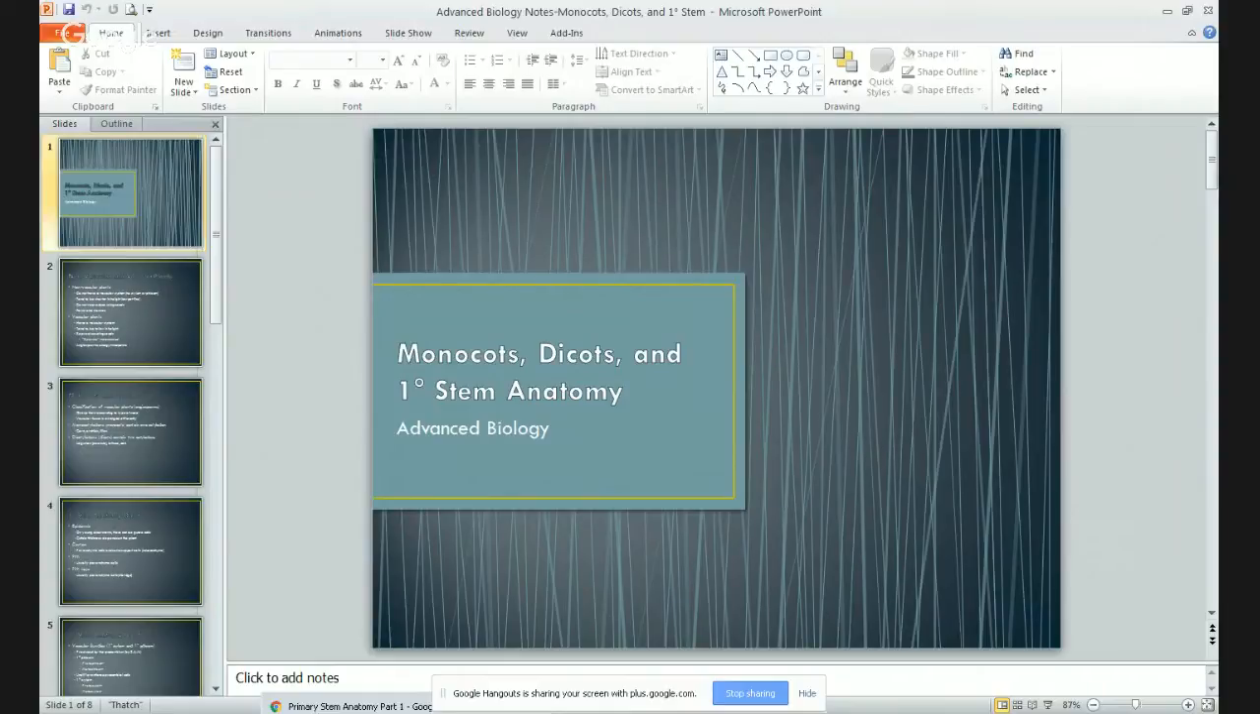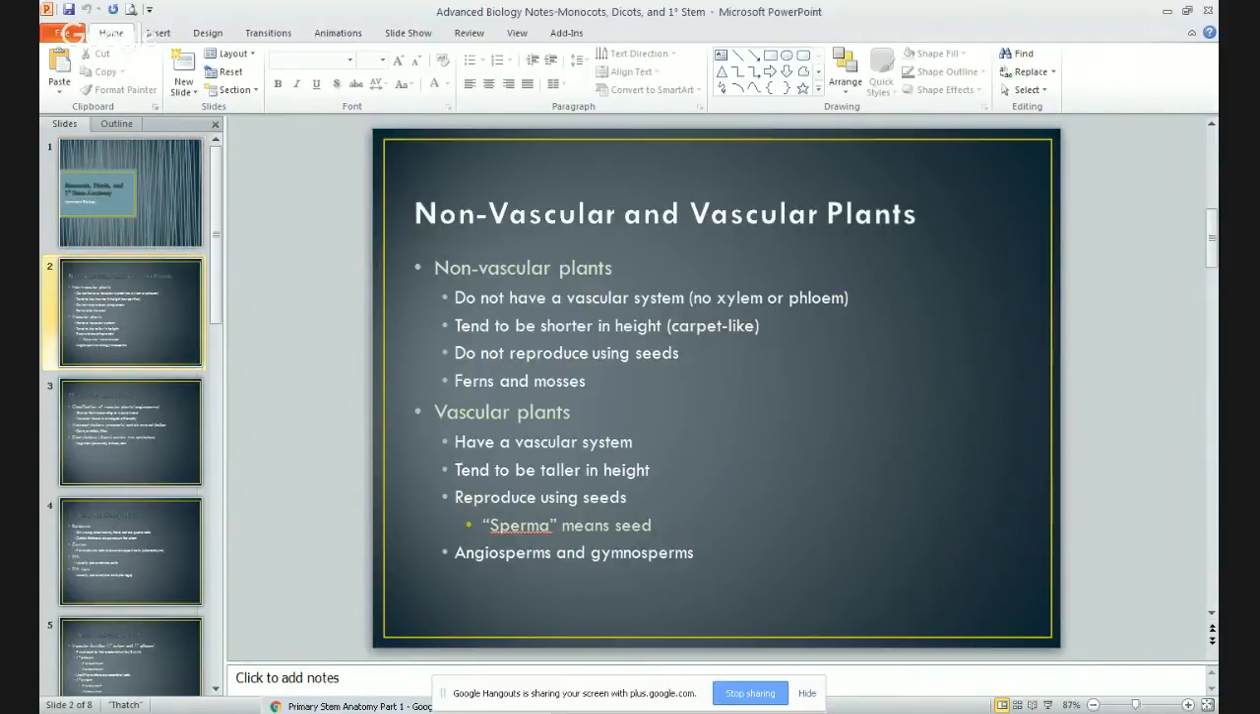So, a quick little review about monocots and dicots, if you are not familiar with them. First of all, we're going to go back and talk about vascular and non-vascular plants, just a difference here between those, because monocots and dicots are actually a subdivision of your vascular plants. And I don't think we've talked about them yet.